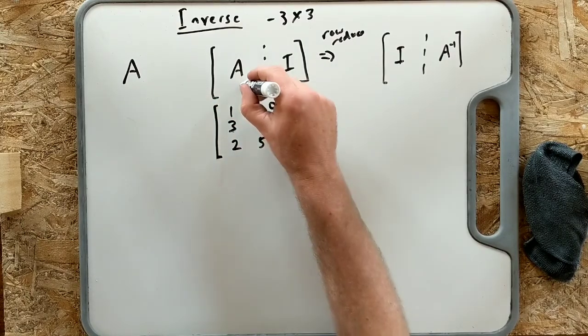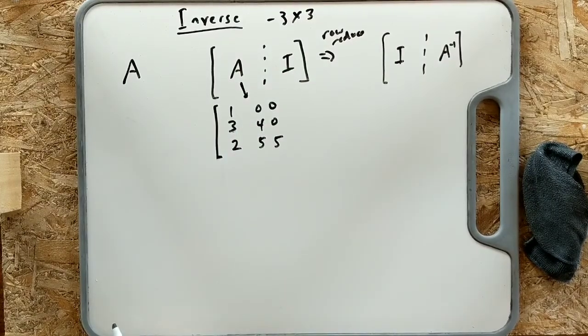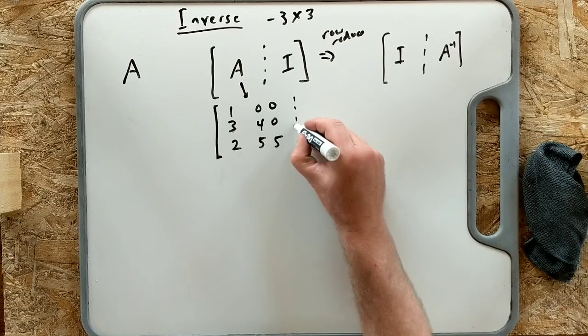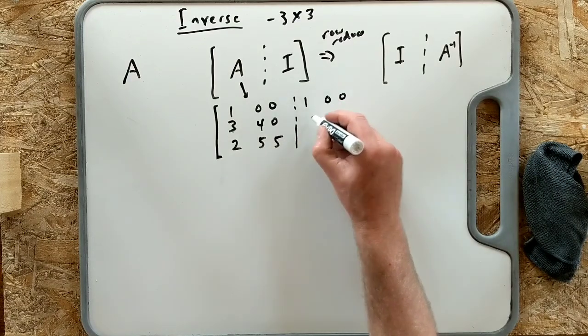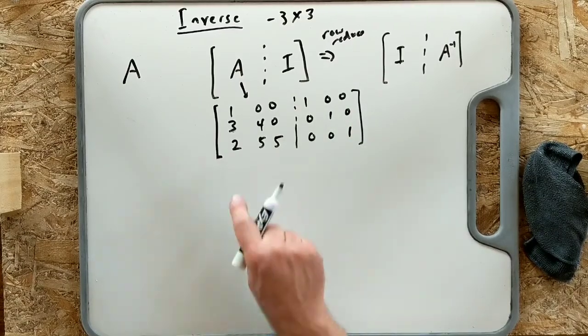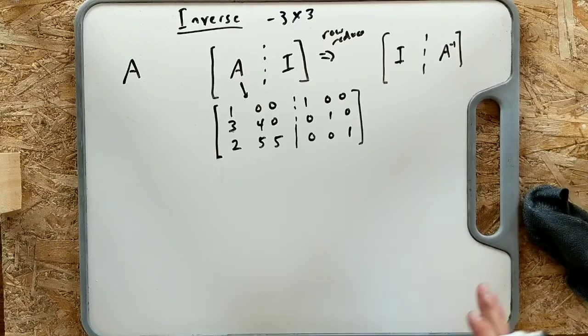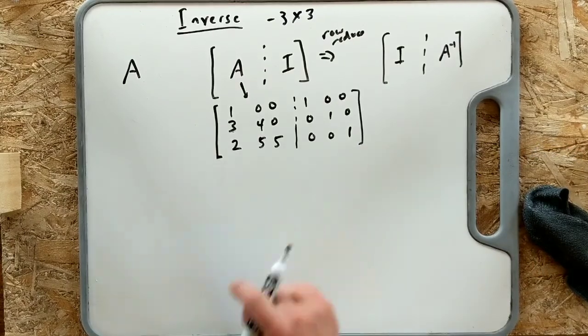That's A. And I'm going to find the inverse of that 3 by 3 matrix, which will also be a 3 by 3. What I'm going to do now is append an identity next to it of the same size. And I'm going to do row reduction on this until I get this part over here to be the identity, which is how we did row reduction before. And when I'm done, this will be the inverse.